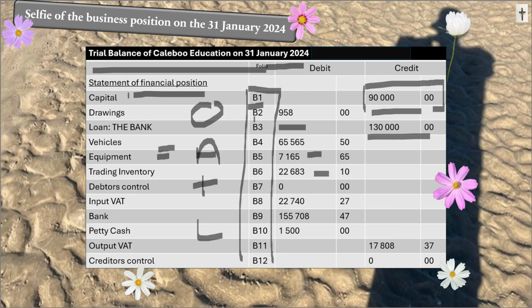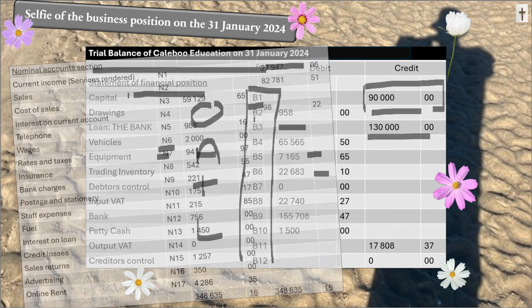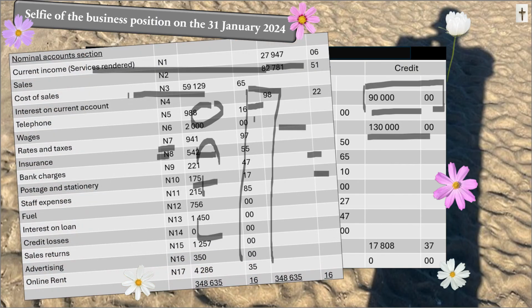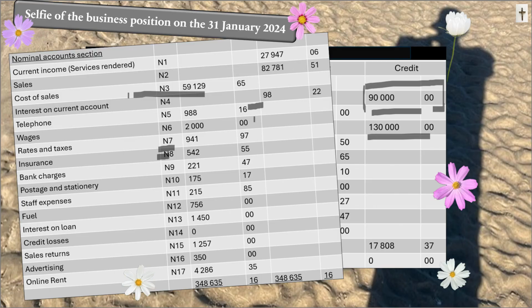So there's, let's call it a balance sheet section, and there is a nominal accounts section, and in the nominal accounts section you can see for yourself, what do you have?